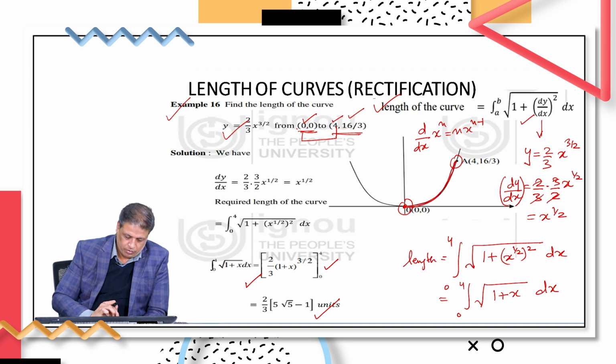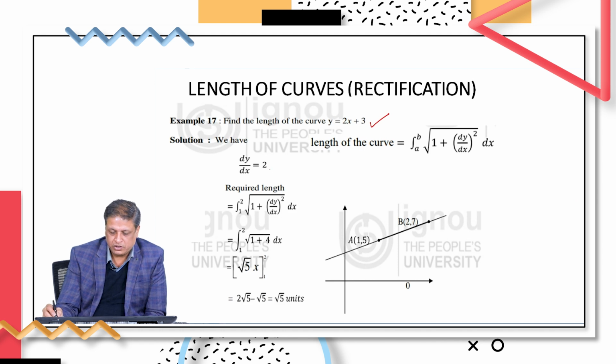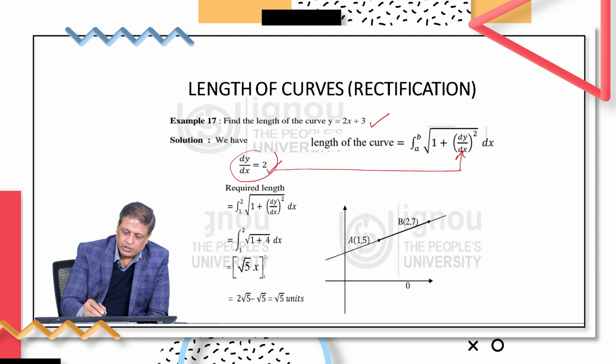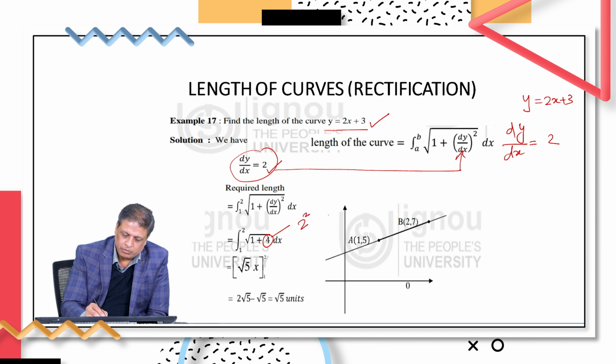I hope you understand how to calculate the length of the curve. Again, there is one more numerical here, where the function given to us is y = 2x plus 3. Simply, we need to find dy by dx and substitute it into the formula for the length of the curve, which is the integral from a to b of the square root of 1 plus (dy by dx) whole square into dx. So, y is equal to 2x plus 3, and the derivative dy by dx turns out to be only 2. The square of 2 is nothing but 4.